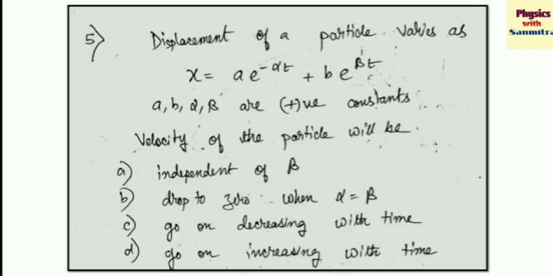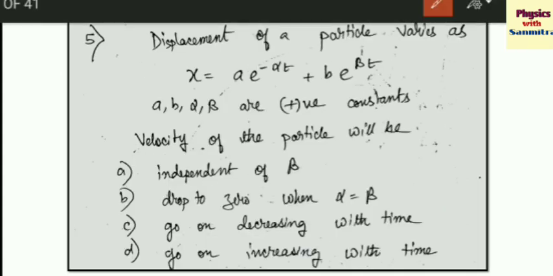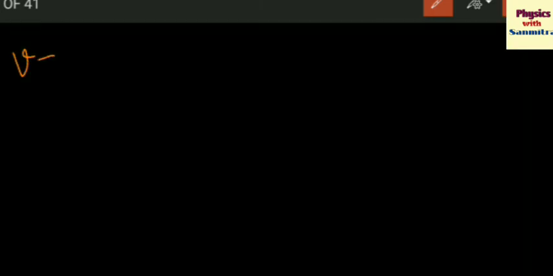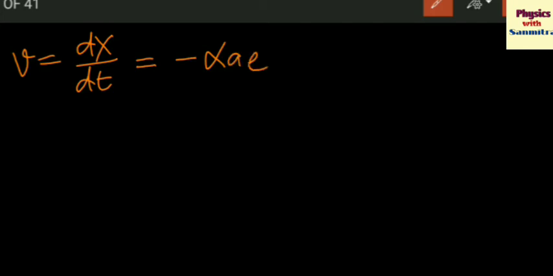Now let's look at the solution. See, we have been given the displacement as a function of time. Now what we have to find? We have to find the velocity as a function of time. So I have to do v, that is dx by dt. What will be dx by dt? V is equal to dx by dt. It was a e to the power minus alpha t. So minus alpha a e to the power minus alpha t plus beta b e to the power beta t. This is our velocity v as a function of t.